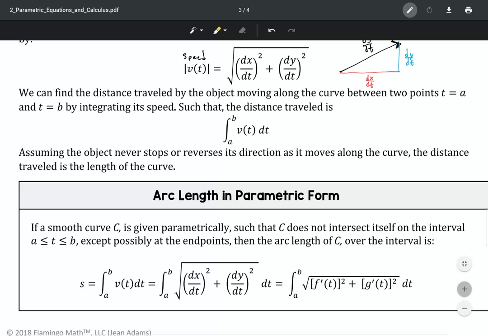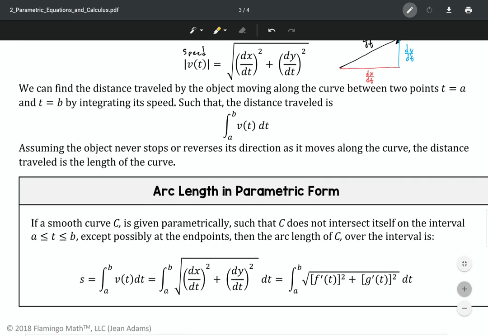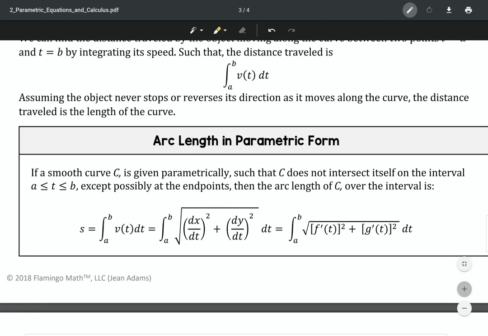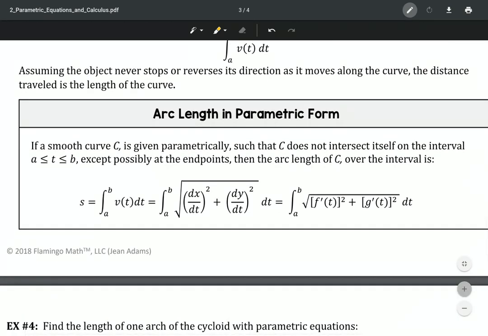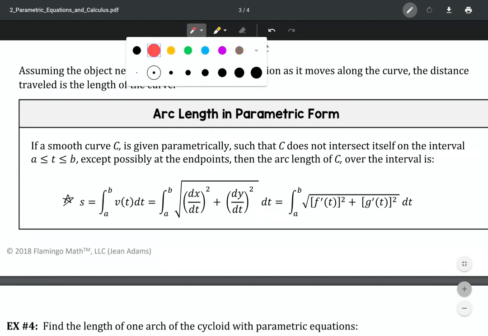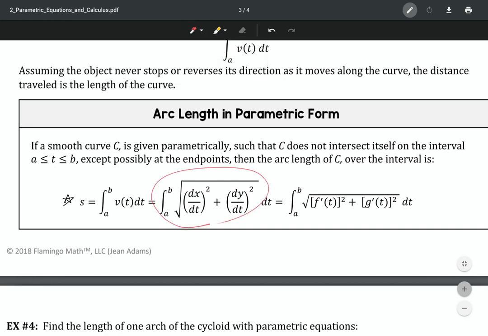Okay, so by the same principle, if we want to find out the distance traveled by any object, I can just take the integral of speed, all right? Which leads us into the arc length in parametric form. Specifically, the one we're going to use quite a few times is really either this one or this one. You can see it however you want to, but we're going to use that a lot.